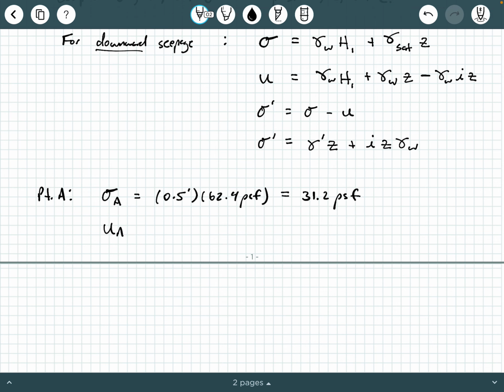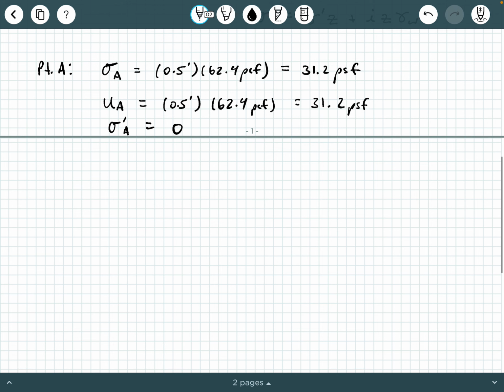The pore pressure at A is also half a foot of water. And so again, we get 31.2 PSF. And then obviously it's pretty clear the effective stress at A is 0. So that's easy enough. Now, what about that intermediate point B? Well, let's go one at a time.